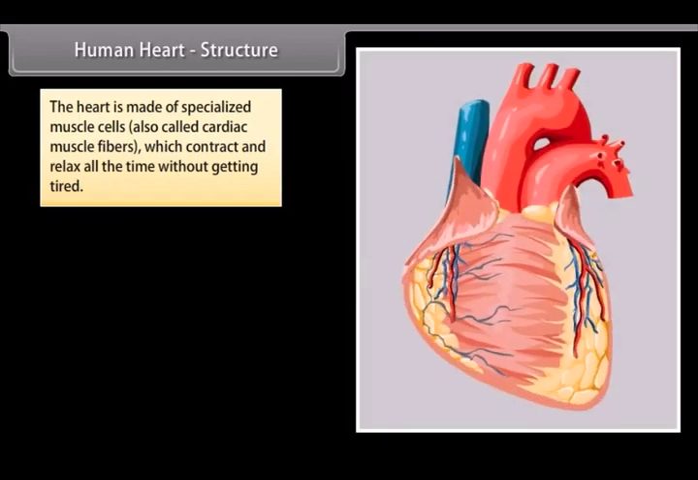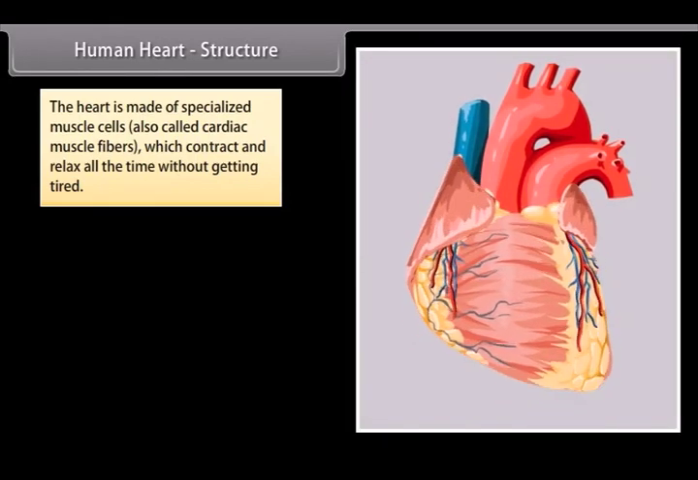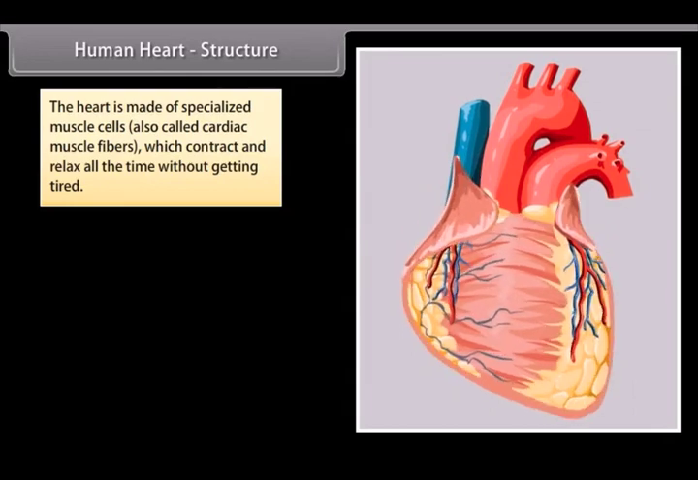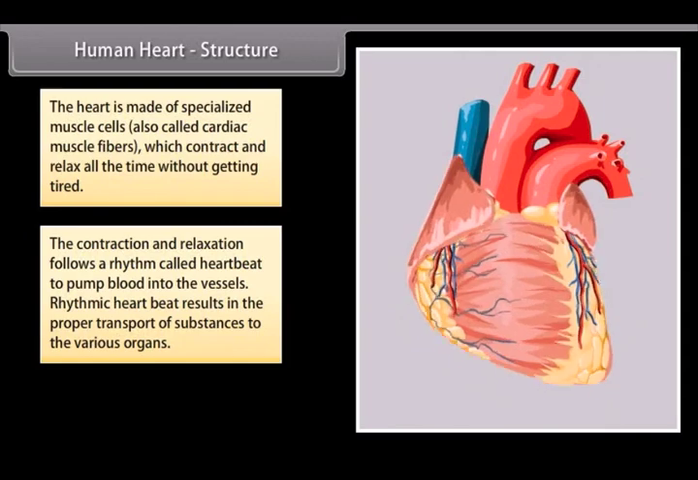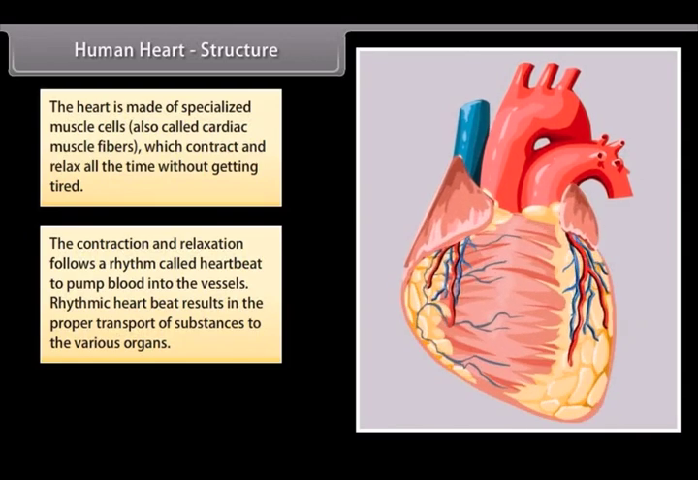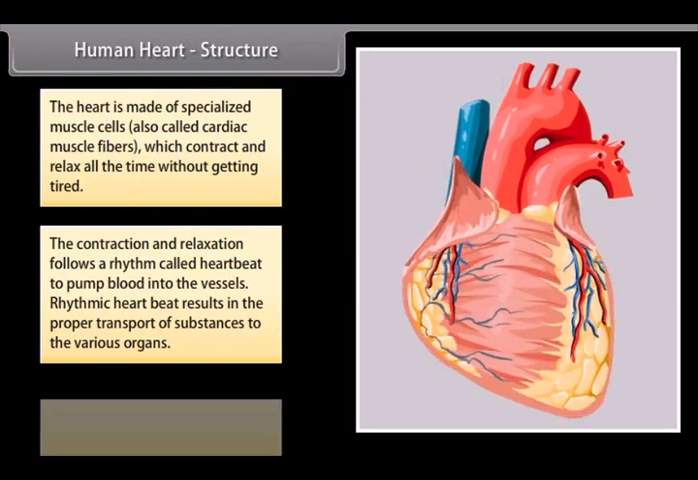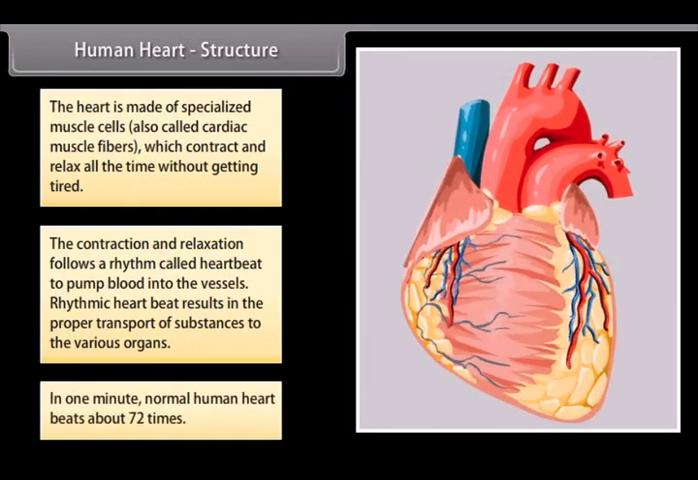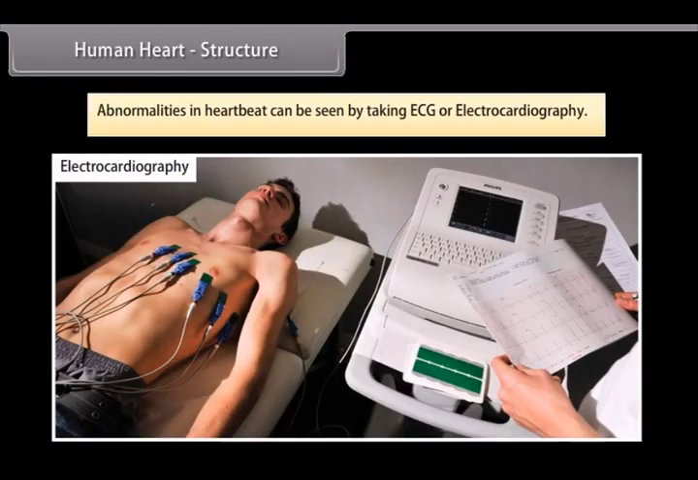The heart is made of specialized muscle cells, also called cardiac muscle fibers, which contract and relax all the time without getting tired. The contraction and relaxation follows a rhythm called heartbeat to pump blood into the vessels. Rhythmic heartbeat results in the proper transport of substances to the various organs. In 1 minute, a normal human heart beats about 72 times. Abnormalities in heartbeat can be seen by taking ECG or electrocardiography.